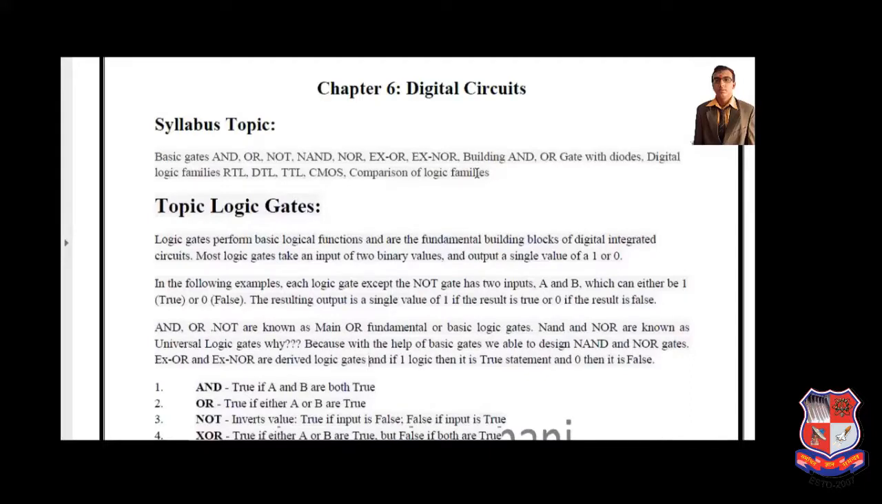Myself is Jamil Zanghani. So we have discussed here today chapter number 6 of basic electronics. In chapter number 6, basically this is the syllabus topic: basic gates AND, OR, NOT, NAND, NOR, XOR, XNOR, building AND, OR, NOR gate with diodes, digital logic families RTL, DTL, TTL, CMOS, comparison of logic family. It is the topic related to chapter number 6 according to GTU syllabus.